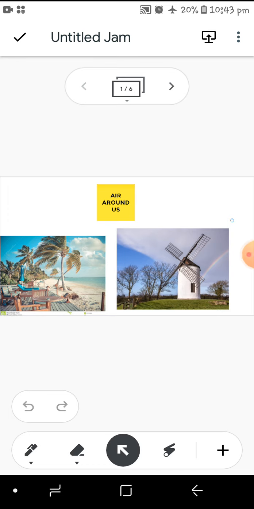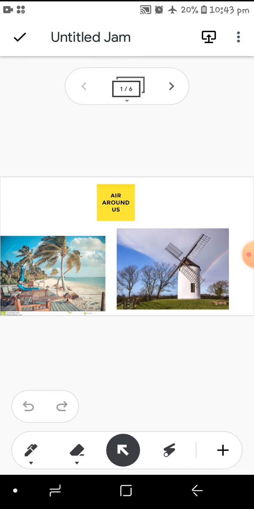Today we are going to start a new chapter, and that is air around us. What is air? Air is a mixture of gases. All living things need air to survive. There is no life without air. We cannot see or smell air, but we can feel its presence when it starts moving or blowing.